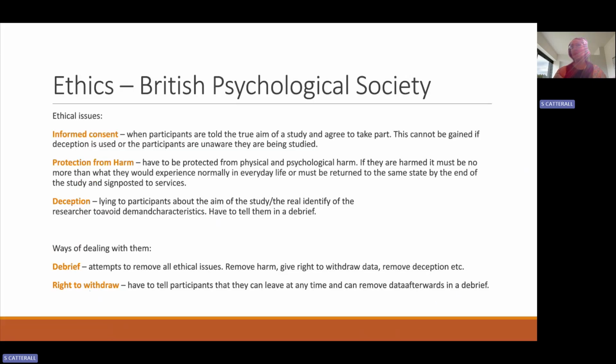And then obviously confidentiality means that everything's anonymous. You can say to them, we're not going to publish your name and stuff like that. So again, that comes under ways of dealing with them. But yeah, if I was you, I'd do protection from harm, right to withdraw, informed consent. They're the easiest ones. So you might get questions that say, how would you ensure that there are no ethical issues in paper one? Or in paper two, you might be asked to define an ethical issue or spot it in a scenario or something like that.